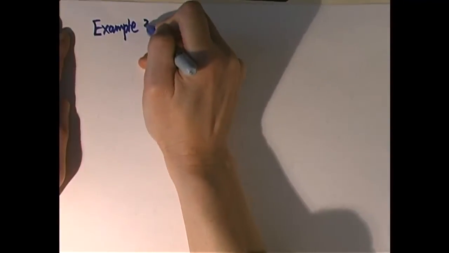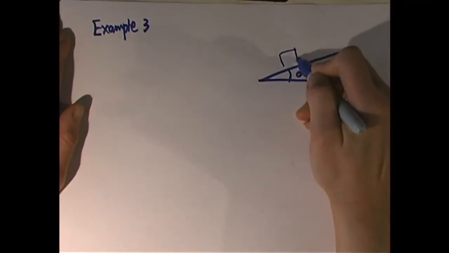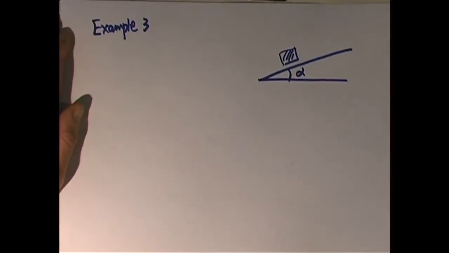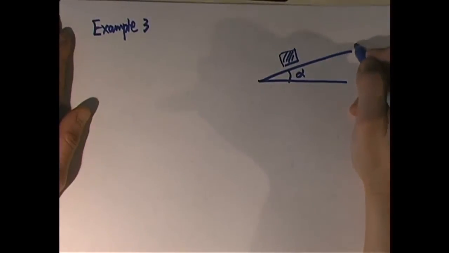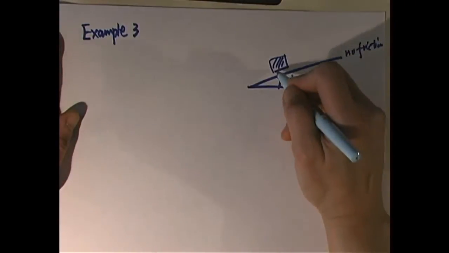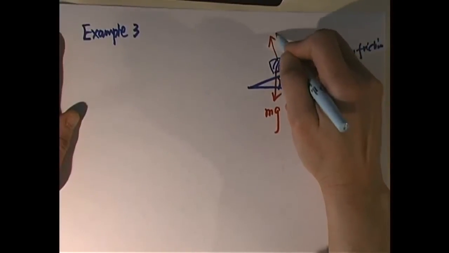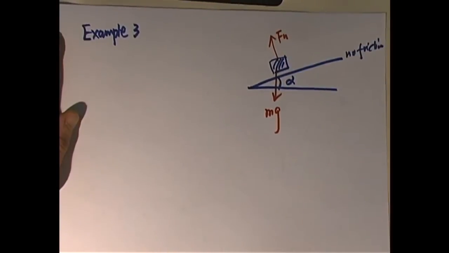Let's look at another example. Example 3: say we have a slope of angle alpha, and a block of mass m sits on it. Assume there is no friction. Obviously there is mg and there is Fn, which is perpendicular to the contact surface. If there's no friction, this block is going to slide down, that's for sure.